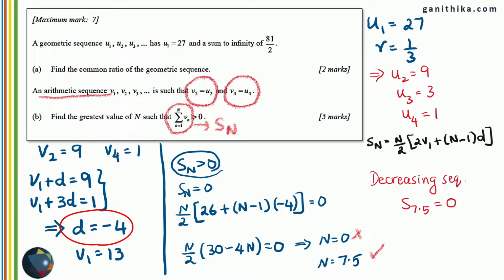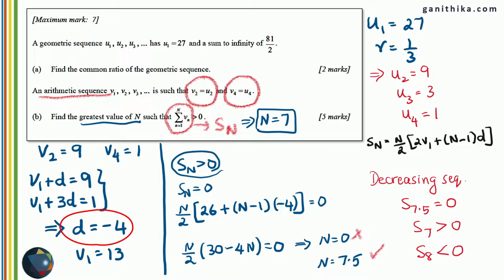Now what happens with this is, when you go back to the 7th term, the sum up to 7 terms will be positive and the sum up to the 8th term will be negative, because at 7.5 it's going to be 0. So before 7.5 it will be positive, after 7.5 it will be negative. So S7 will be positive, S8 will be negative because it's a decreasing sequence. Therefore we are looking for S7 greater than 0. So the greatest value of n will be equal to 7.